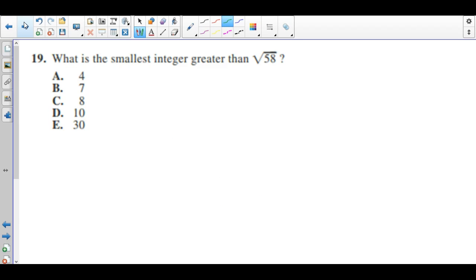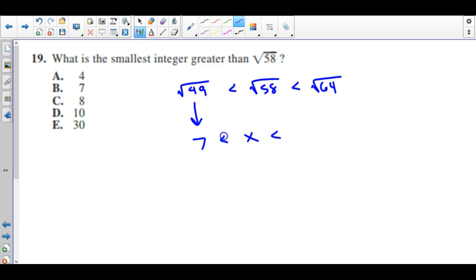All right, what is the smallest integer? So it's basically saying a whole number that is greater than the square root of 58. So what I'm going to do is find a couple of perfect squares that are around 58, and that would be 49, which is less than 58. And the next perfect square after that would be 64. So the square root of 49 is 7, and the square root of 64 is 8. So what it's saying in the directions is what is the smallest integer that is greater than this, and that's going to end up being the 8.